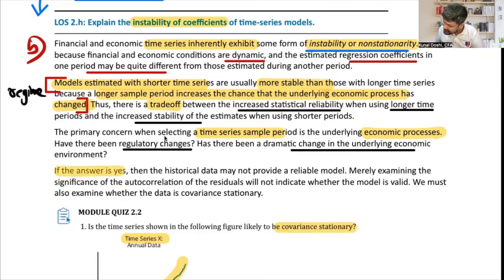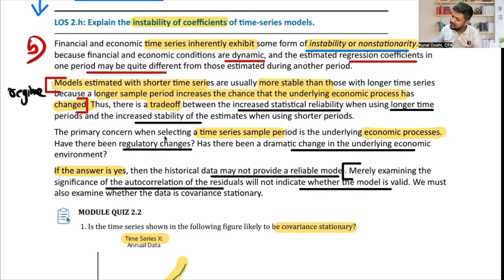They are saying if the answer is yes, then the historical data may not be reliable. Merely examining the significance of autocorrelation will not indicate whether the model is valid. We also need to examine whether the data is covariance stationary. So instability of coefficients means we need to check whether there has been a substantial change in the regulation or in the economy. If there is a change, then the historical data might not be reliable.